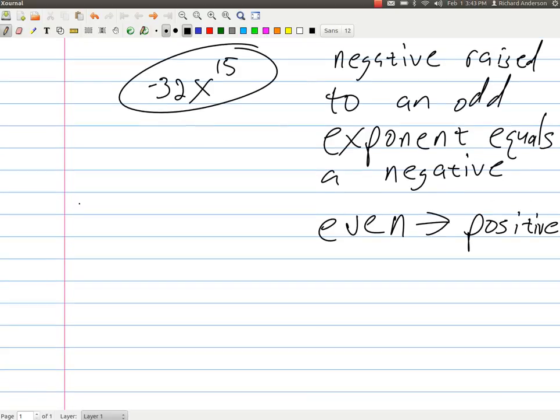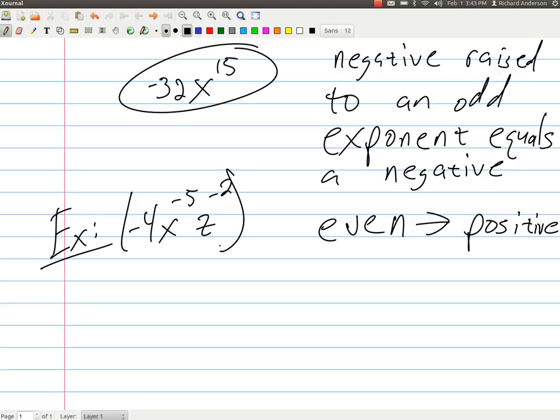Right here, we have negative 4 x to the negative fifth power z to the negative second power. And of course we surround the entire thing in parentheses when we raise it all to the third power. Okay. Alright, I'm sorry, that should be the negative third power. So when we raise that to the negative third power, we're going to do the same basic thing. And I'm just going to break this down in a couple of steps here. The negative 4 is going to get raised to the negative third power.